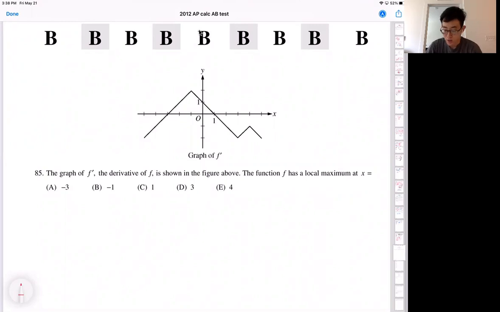All right, so let's get back on track with the multiple choice sections. This is the last part of multiple choice, finally, and we're starting from question 85.